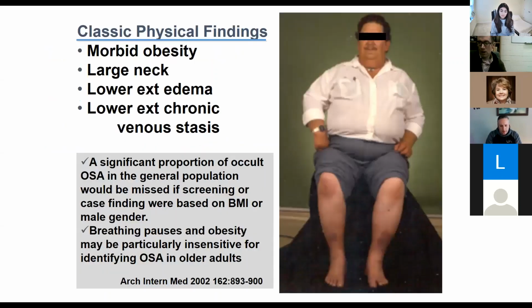So I think everyone would knock this kind of guy out of the park: very morbidly obese, large neck. You have some evidence of lower extremity edema and chronic stasis changes. Sleep apnea is a big risk factor for right heart failure, so I'm sure this guy retains a lot of fluid. But if you just look at the general population, looking for overweight guys who snore like a freight train, we miss a lot of the patients who actually have obstructive sleep apnea.